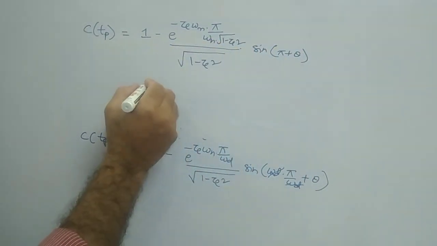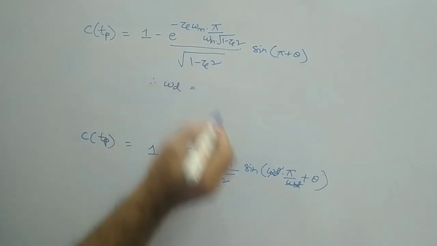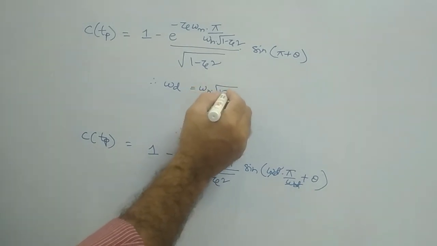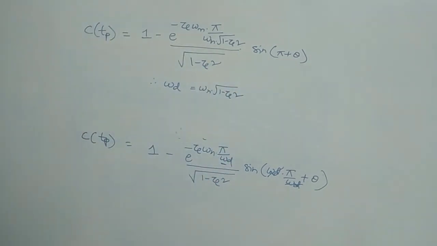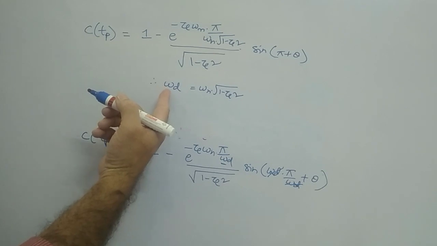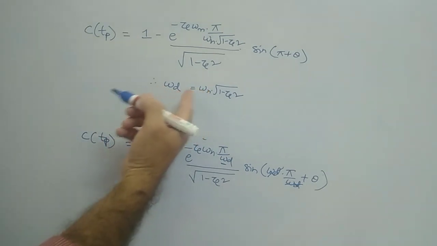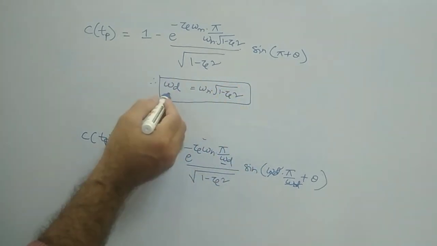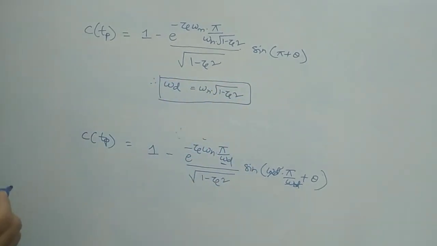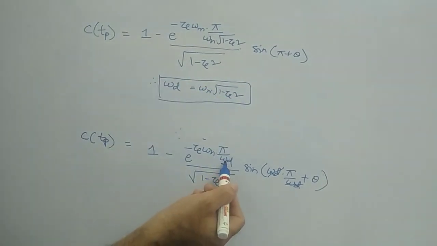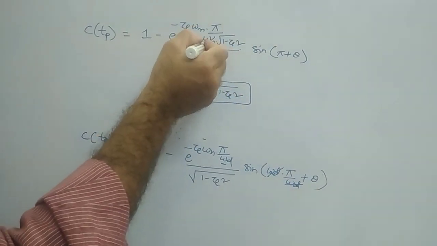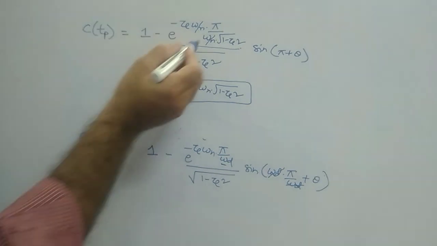Here we know that omega d is equal to omega n into square root of 1 minus zeta square. We have already seen this in previous presentations. This is the damped natural frequency, this is the natural frequency, and this is the very important relation between these two. Therefore, if you substitute omega d, that's what I have written here. Again, omega n and omega n will be cancelled out.